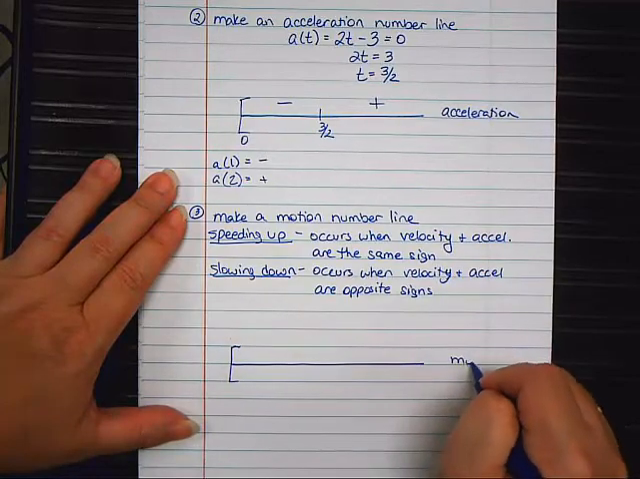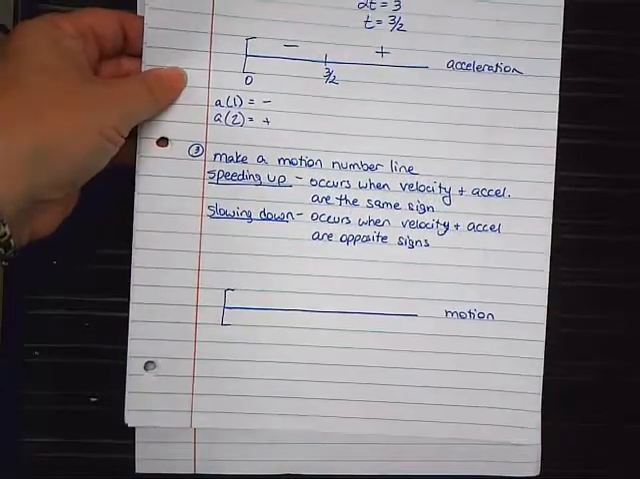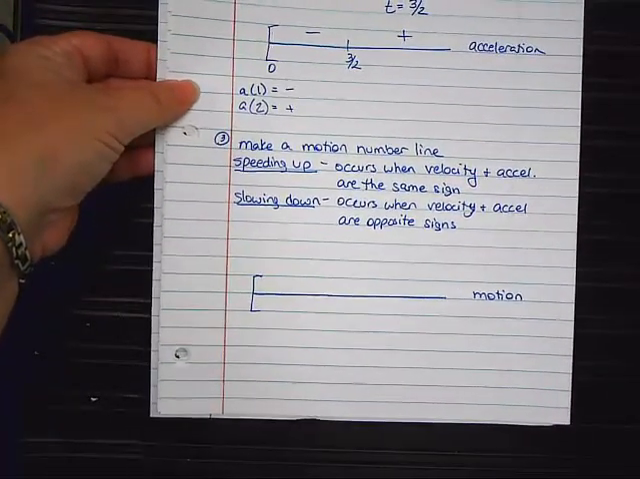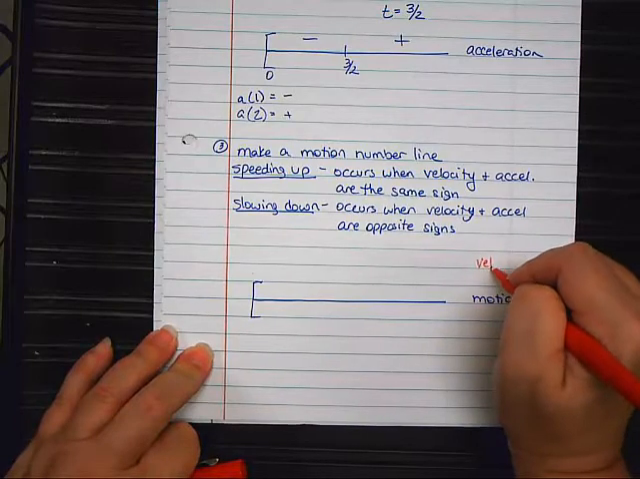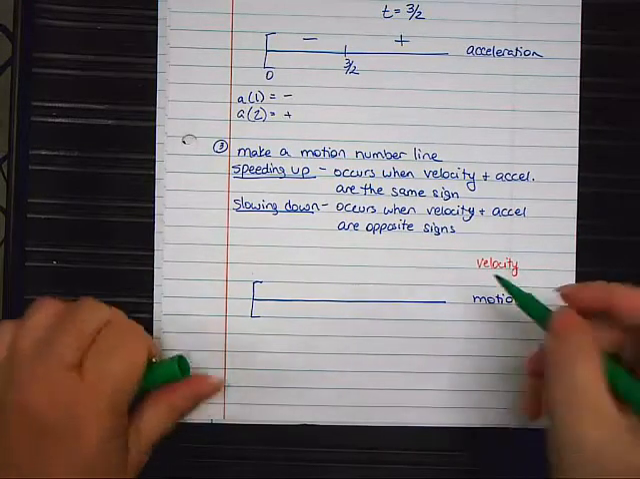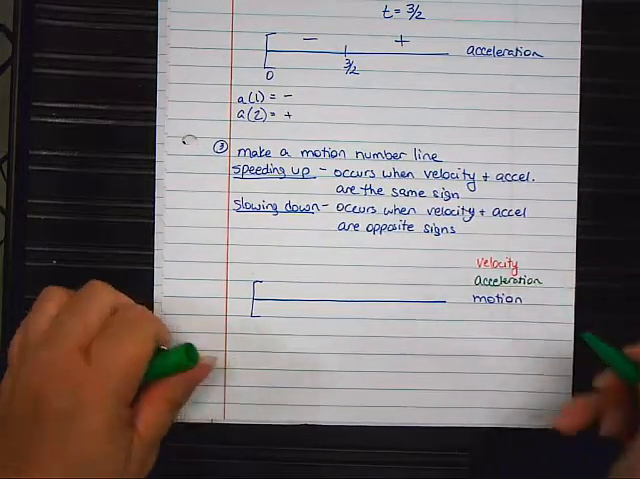This is the motion number line. Okay. And what this is, the motion number line is basically merging the velocity and acceleration onto the same number line. Okay? So, this is where the colors come into play. I'm going to go up 2 lines and I'm going to write velocity right here. And on the next line down, I'm going to put acceleration. So we're going to merge our number lines into one.